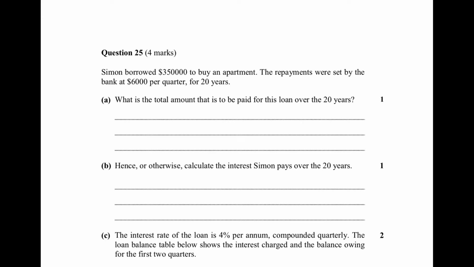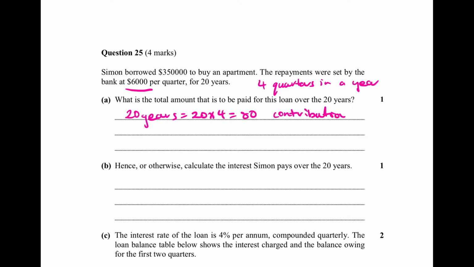Question 25. Simon borrowed $350,000 to buy an apartment. The repayments were set by the bank at $6,000 a quarter for 20 years. What is the total amount that is to be paid for this loan over the 20 years? Okay, this is so straightforward. I'm just calculating how much I paid up over the life of the loan. So every quarter I'm paying $6,000, and there are 4 quarters in a year. So over 20 years, I am making 20 times 4, which is 80 contributions.